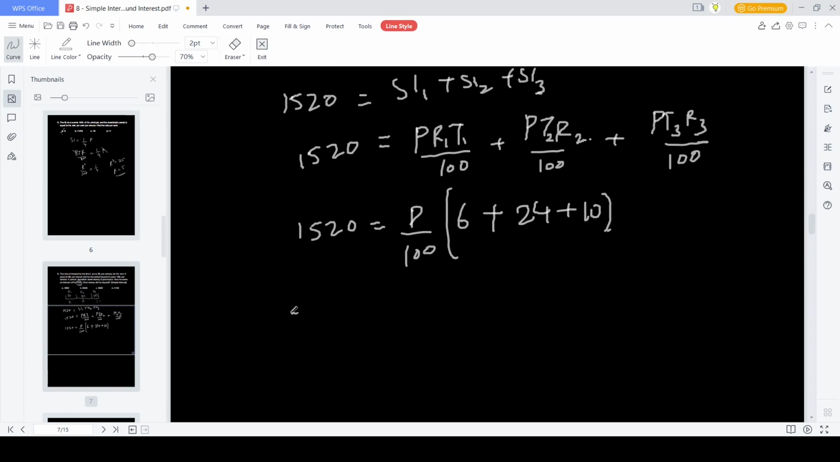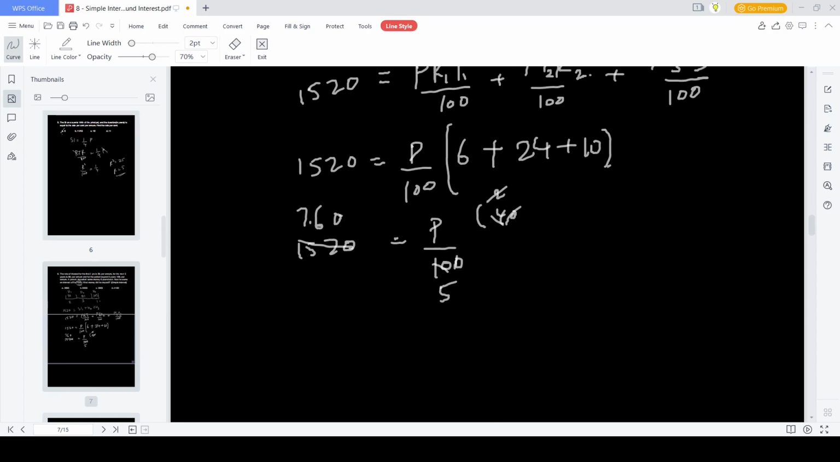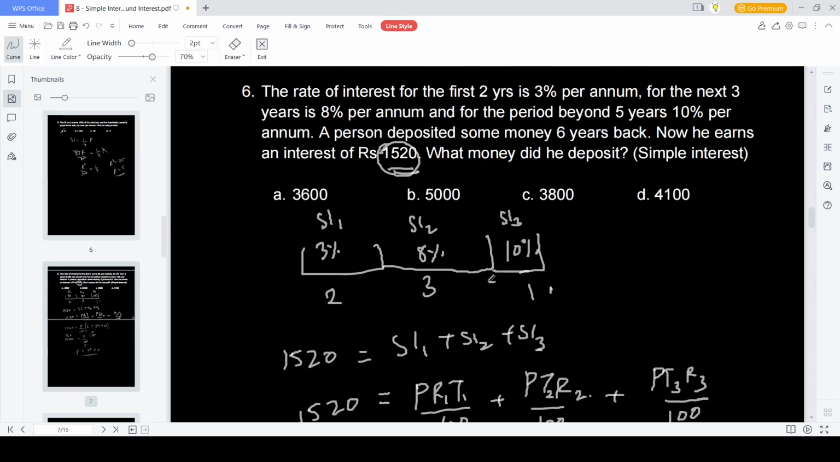So this comes as 1520 is equal to principal amount by 100 into this is 30 and this is 40. So this and this cancel, 5 times with this 2 times, and 7s are 14 and 6, 760. 760 into 5 is the principal amount. So the principal amount comes as 3800. So 3800 rupees was deposited.